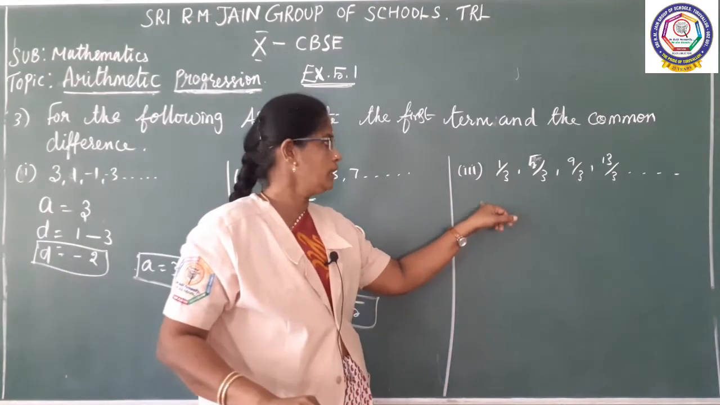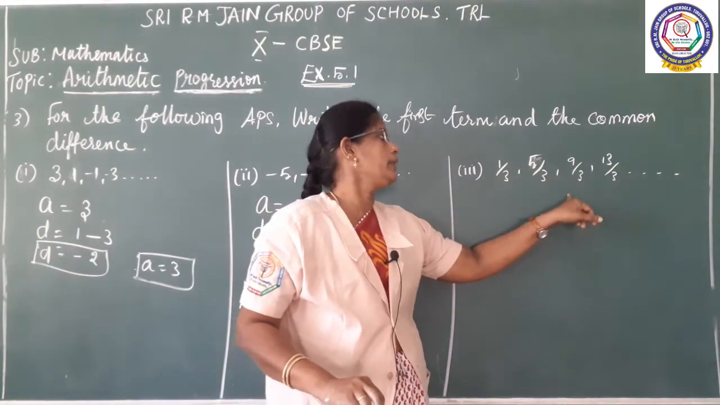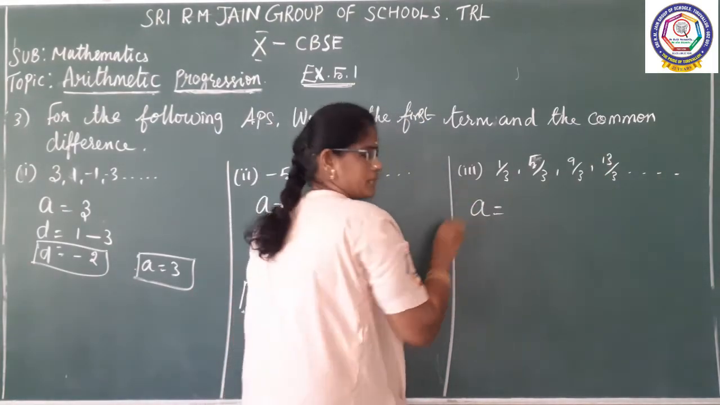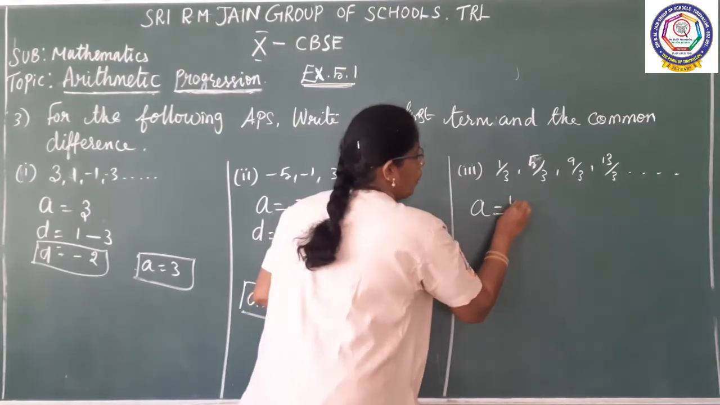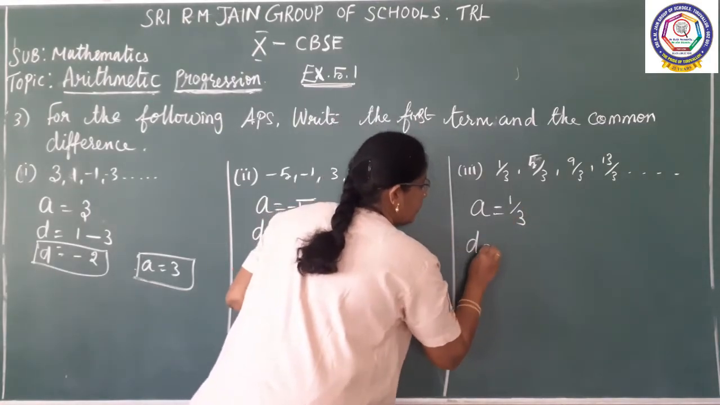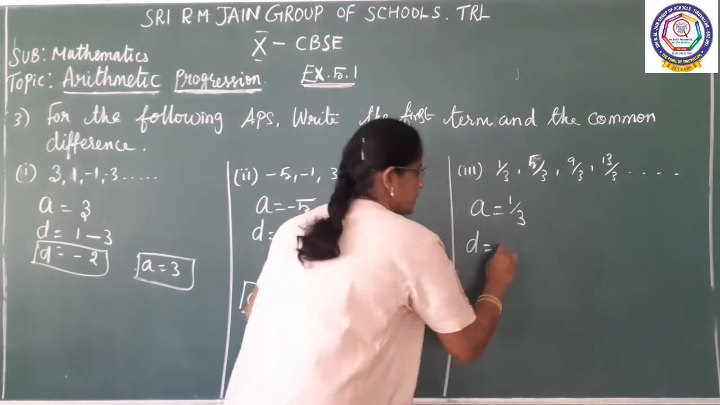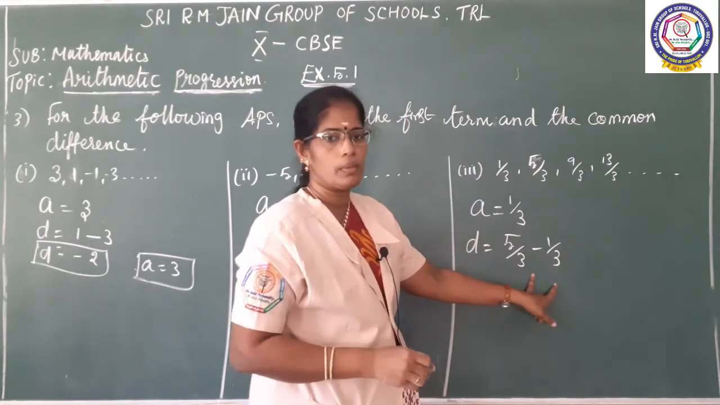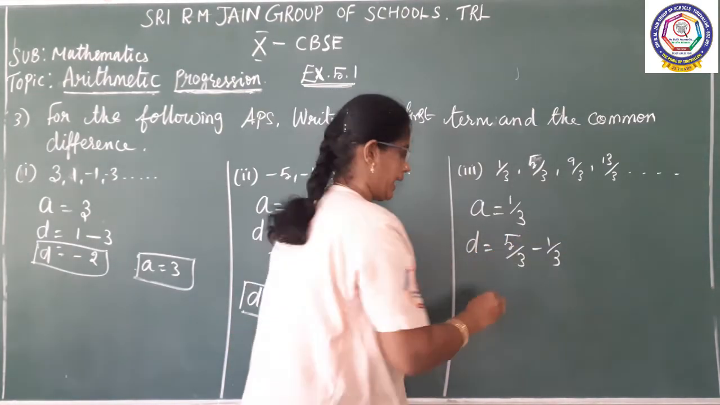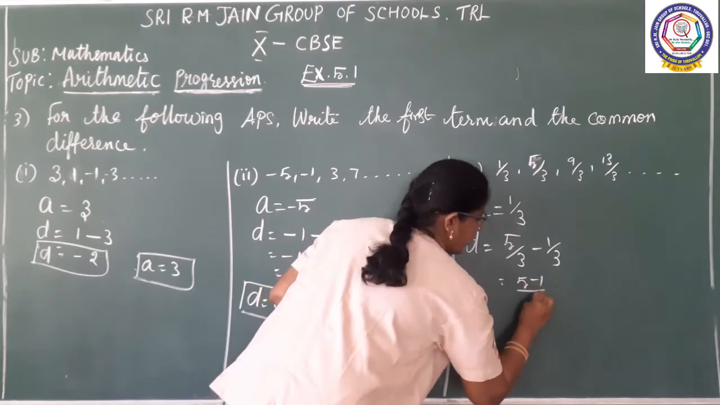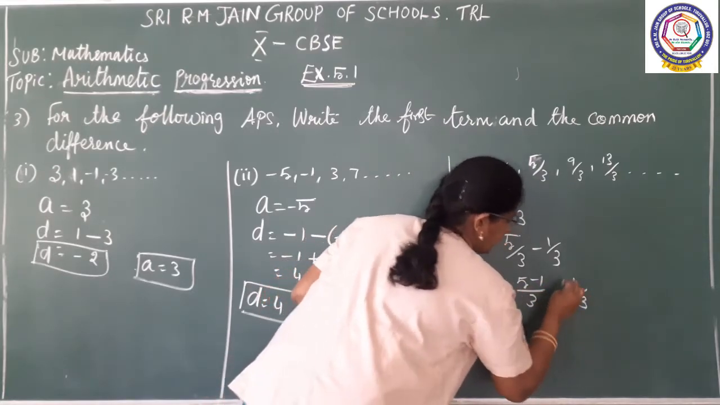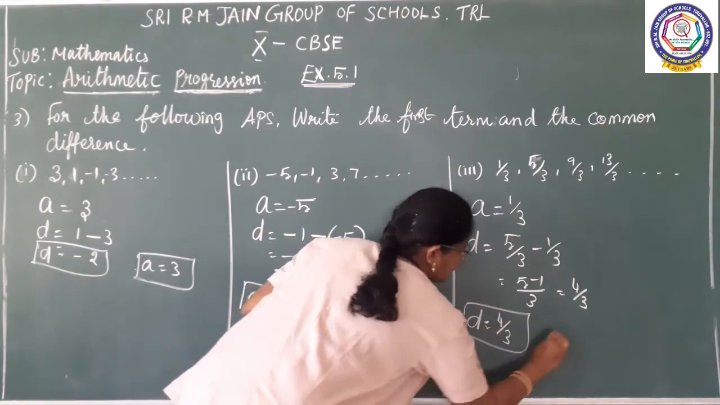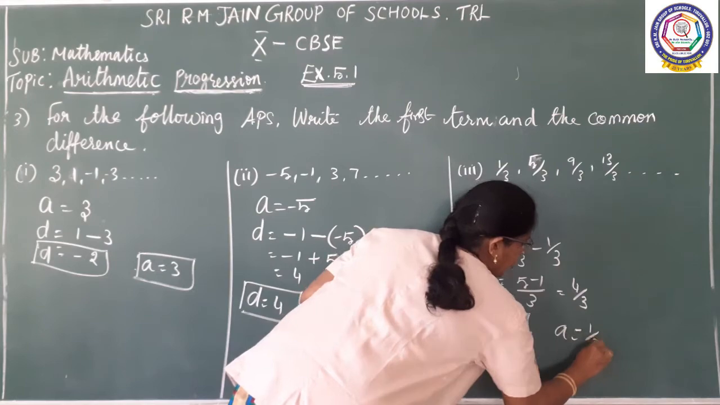Then the third subdivision: 1 by 3, 5 by 3, 9 by 3, 13 by 3, up to etc. is given. So we have to write the first term. The first term is here represented a. a is equal to 1 by 3. So d, common difference: second term minus first term. 5 by 3 minus 1 by 3. Here both denominators are equal. You can subtract the numerators directly. So 5 minus 1 by 3 equal to 4 by 3. So what is the common difference? d is equal to 4 by 3. Then what is the first term? a is equal to 1 by 3.